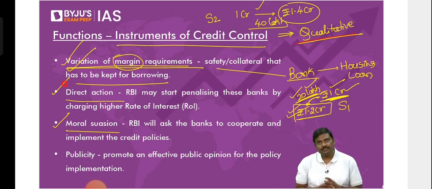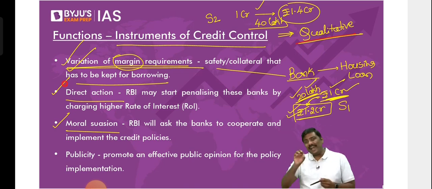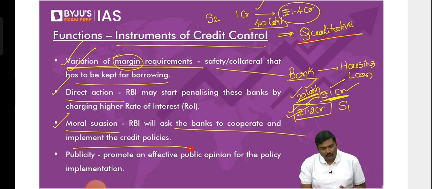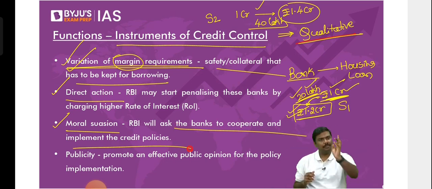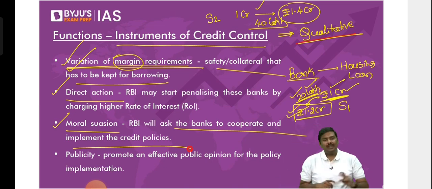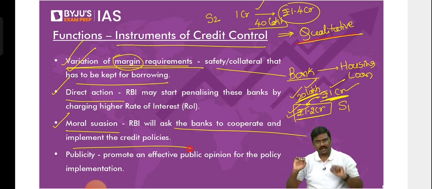What do you mean by moral suasion? Moral suasion simply refers to RBI directing or asking the banks to cooperate and implement the policies. I've given the definition, by the way. RBI has many policies. RBI has PSL, margin requirements, repo, reverse repo, etc.